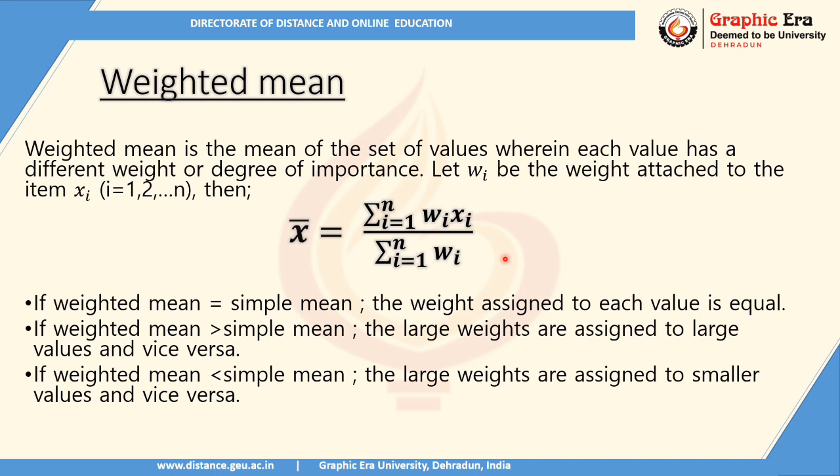In case of weighted mean, the following three cases arise. Number one, if weighted mean is equal to simple mean, then the weight associated to each value is equal. If weighted mean is greater than simple mean, the large weights are assigned to large values, or we can say the smaller weights are assigned to the smaller values, and vice versa. If weighted mean is less than simple mean, the large weights are assigned to smaller values and vice versa.